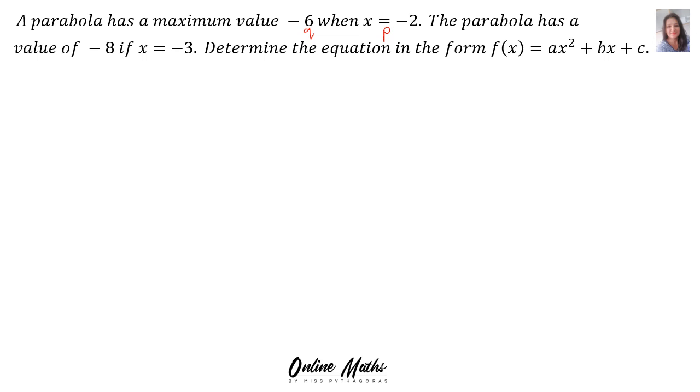So this x is equal to minus 2 translates to p's value, the x and the y of the turning point. Then the parabola has a value of minus 8 if x is equal to minus 3. So what they're trying to say here is that one is a coordinate, just a normal coordinate, minus 3, minus 8. And then the question, determine the equation of the parabola in the form f of x is equal to ax squared plus bx plus c.